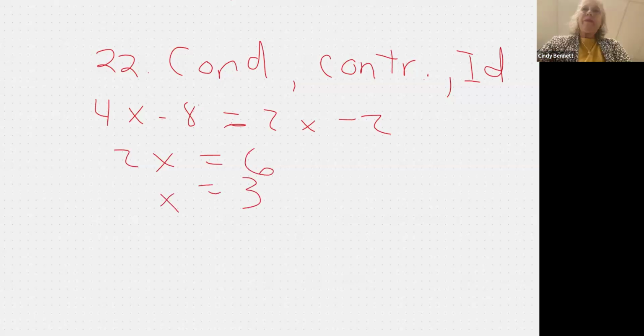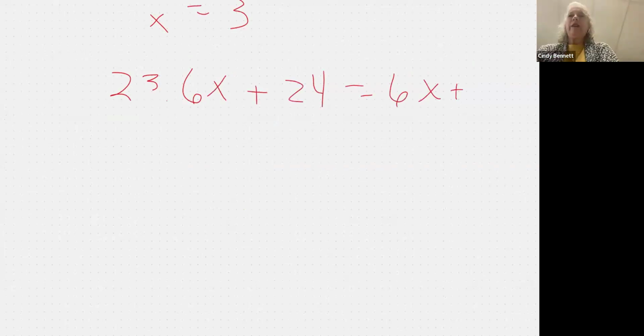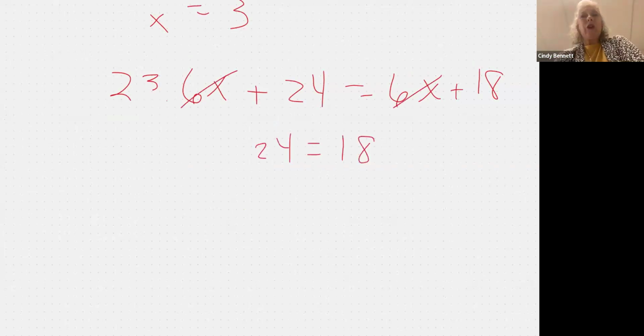23. You have it again. 6x plus 24 equals 6x plus 18. If I subtract 6x from each side, I get 0. And can 24 be 18? No. So it's what? Right. There's no solution, so it's contradiction.